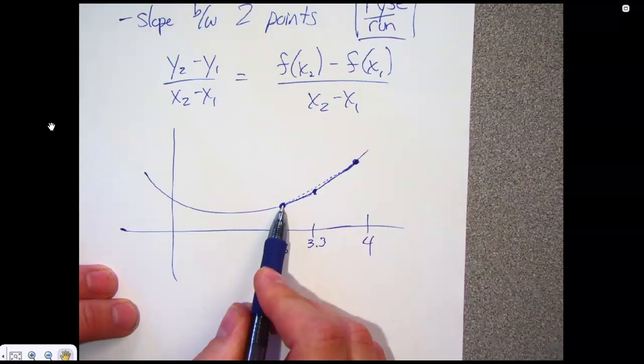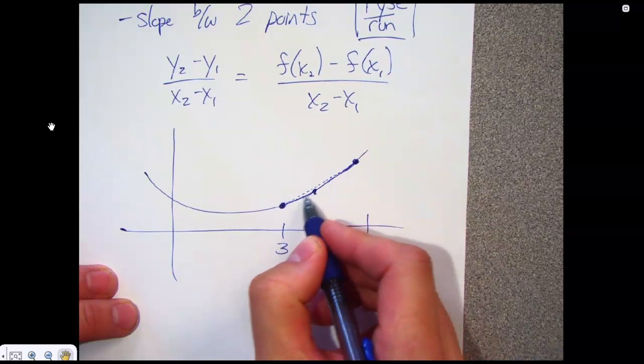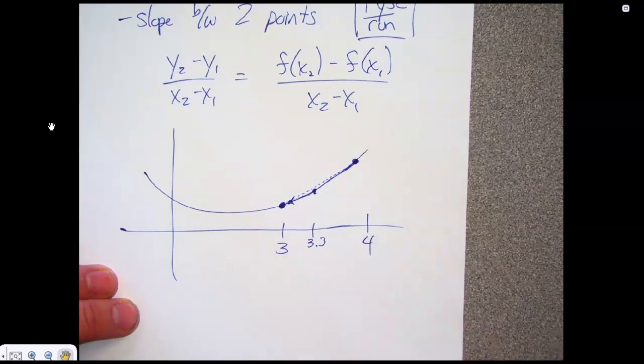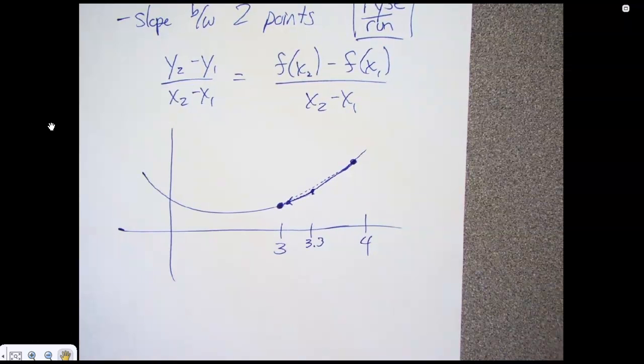I'm moving that point closer. What if I slid that point even closer to like 3.1? Did I get better or worse? I got better because my 2 points now are really close, right? So this is why limits are part of calculus.